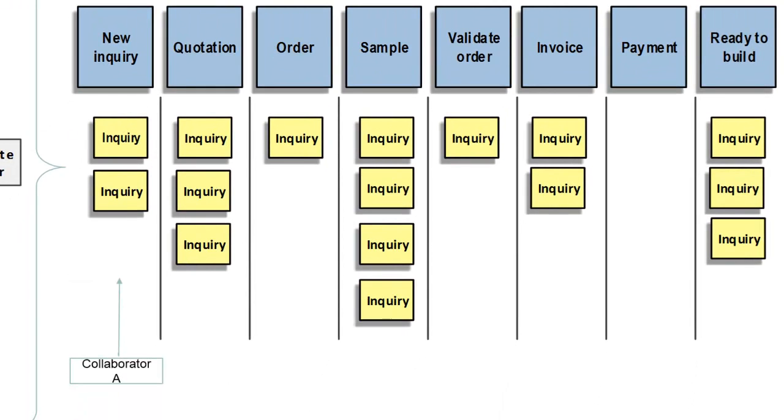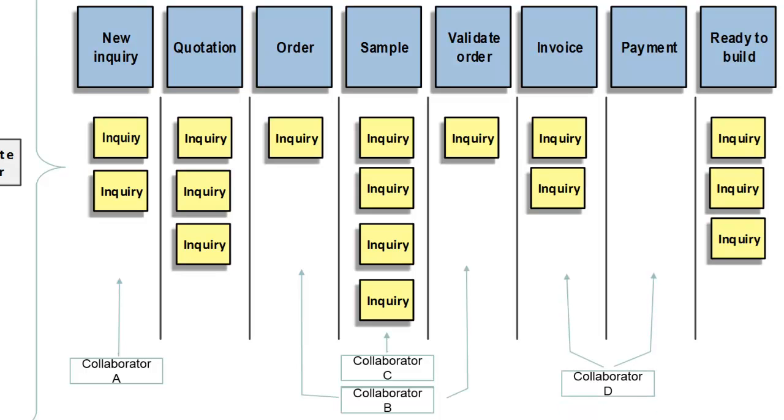For example, collaborator A must take action when there is a new inquiry. Collaborator B gets involved when an order is received. He is also the one who must validate the order when the sample is refused. Collaborator C prepares and sends the sample to the customer, while collaborator D is in charge of invoicing and payment.